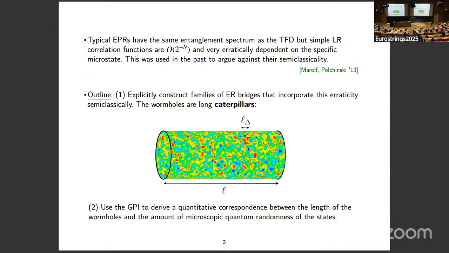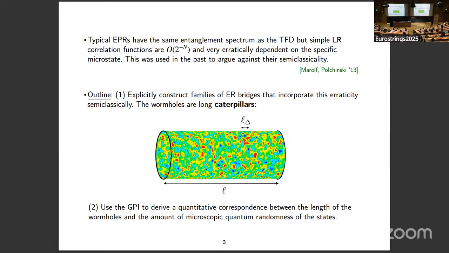So in this talk, I will try to argue that this is not the case by very explicitly constructing families of Einstein-Rosen bridges, so black hole interiors, which incorporate this erraticity semi-classically, which provide a window into the generic structure of the Hilbert space of two black holes in any theory which contains gravity and matter in the low energy sector. Okay? So these wormholes are essentially very long. They are characterized by some total length L, and they are supported by a large number of matter inhomogeneities. Essentially the other length scale which characterizes the wormhole is the scale of matter inhomogeneities, which is this L delta. And we call these wormholes caterpillars for obvious reasons.